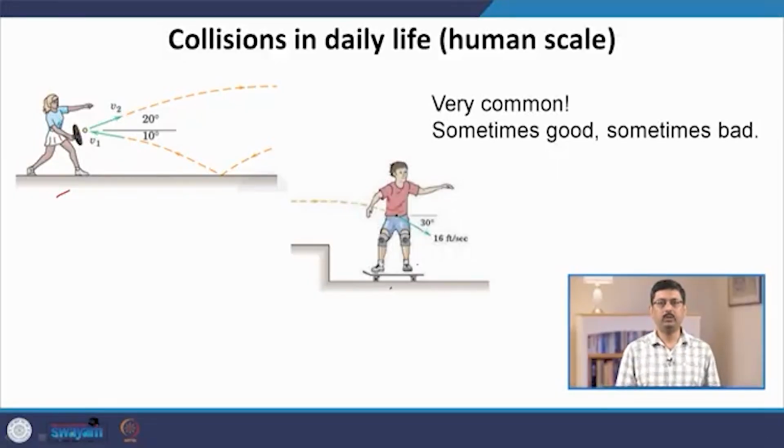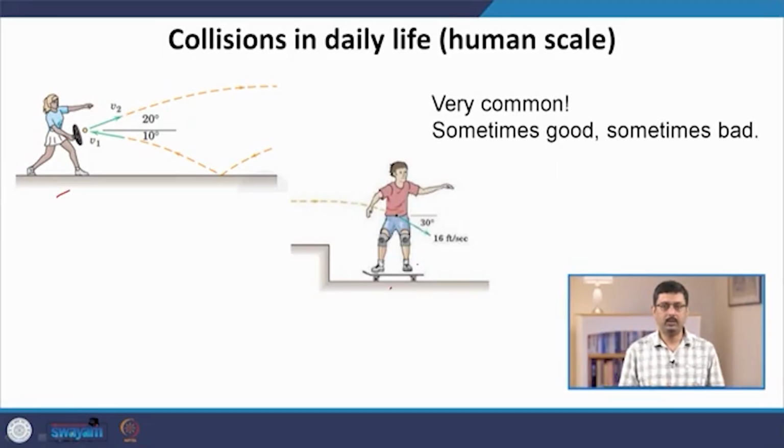First, let us start with collisions in daily life, that is, at the scale of our human experience. When the word collision comes to our mind, usually the things that come to our mind are a cricket ball hitting a bat, a tennis ball hitting a tennis racket, or this boy jumping on a skateboard.